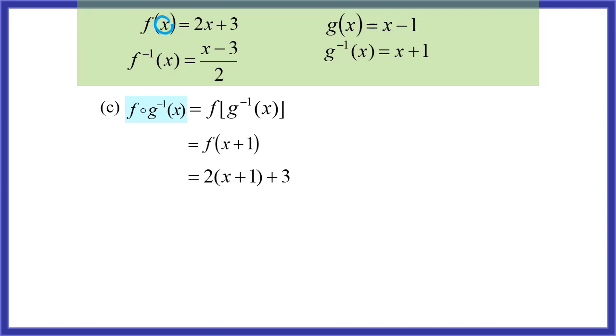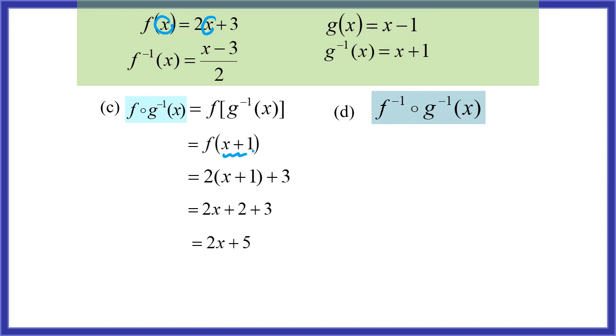So this x here we replace by x plus 1. So we have 2 of x plus 1, plus 3. Simplify everything. So we have 2x plus 2 plus 3. So we have 2x plus 5 as the result. Now for question D. f inverse composite with g inverse x.